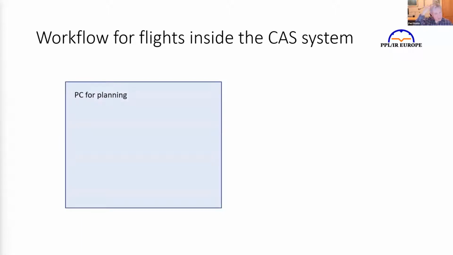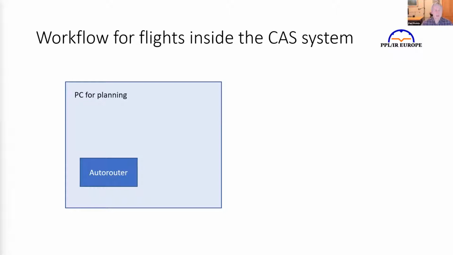So generally I start on the PC. This is where I'll look at weather and NOTAMs and so on, and my route. And if we're going somewhere inside controlled airspace, I'll start with AutoRouter.